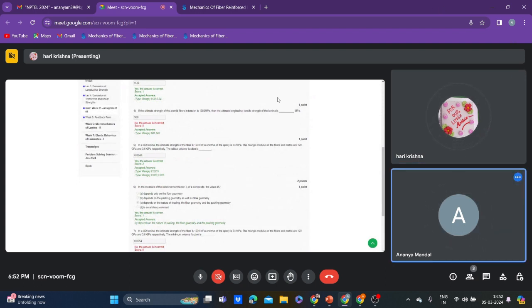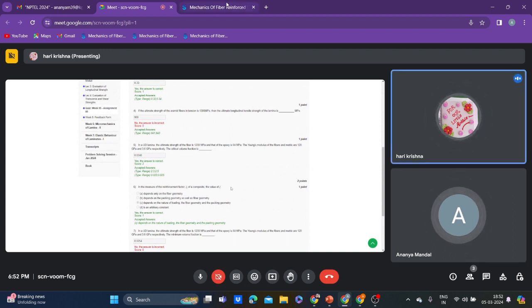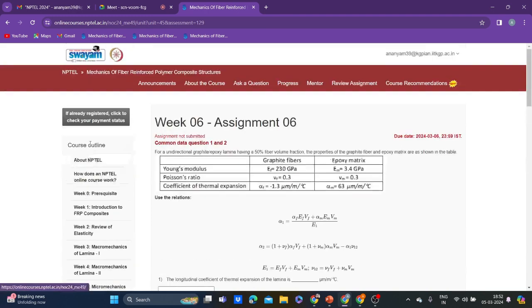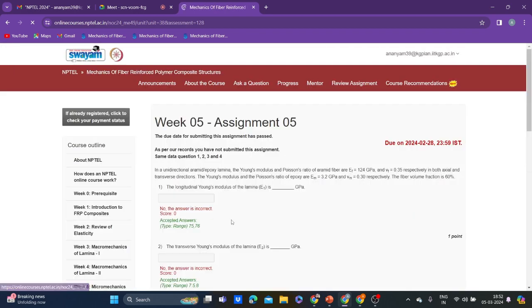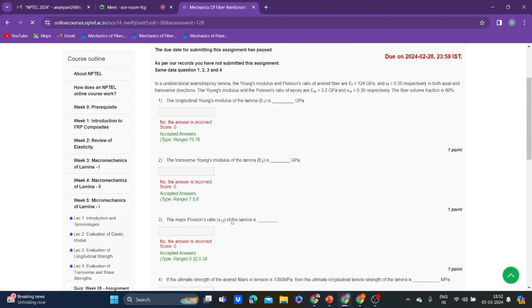The value of the ultimate tensile strength of the matrix is also given in the question. This one is assignment 5. It should be number one. The question not only gives the ultimate tensile strength, but also the Poisson ratio, and from this we need to find the long-term strength.